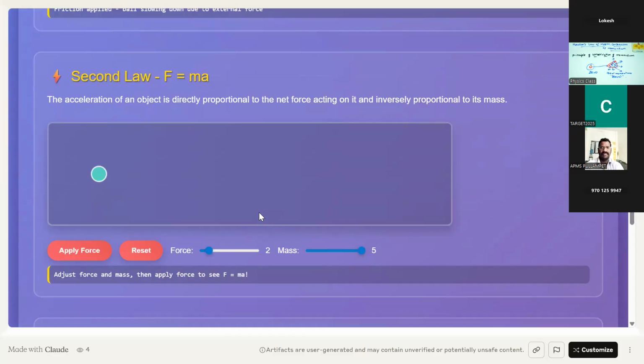Newton's second law of motion: F is equal to ma, mass times acceleration. The acceleration of the object is directly proportional to the net force acting on it and inversely proportional to its mass. Already you know that, that is the definition of the second law. Here you can see one ball, we can apply force like that, and we can change the mass here. First of all, adjust the force and mass, then apply force to see F is equal to ma.